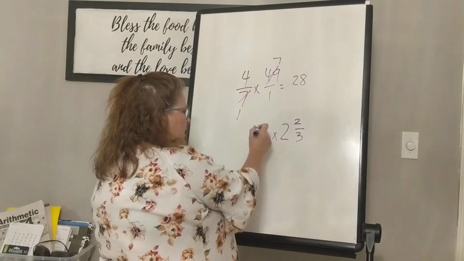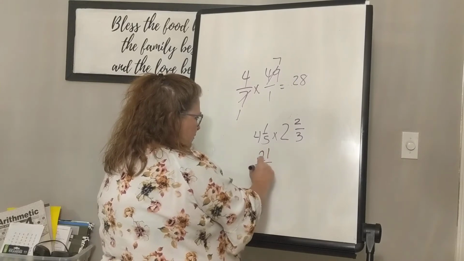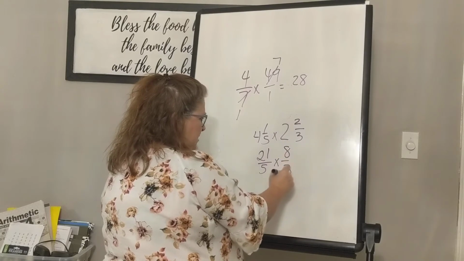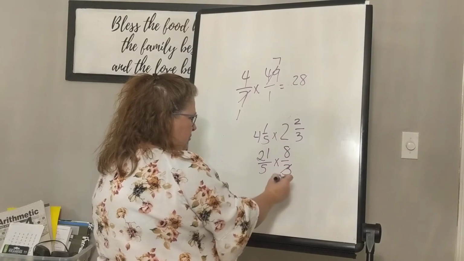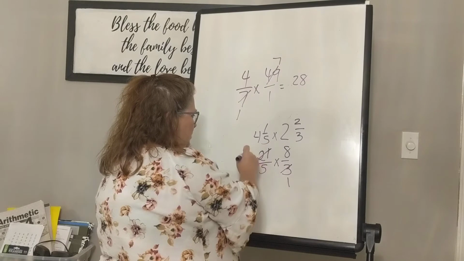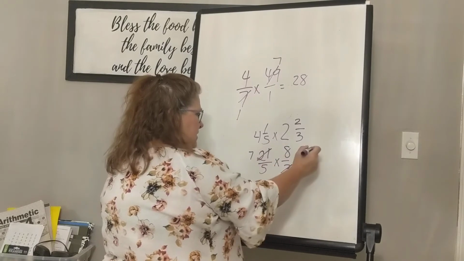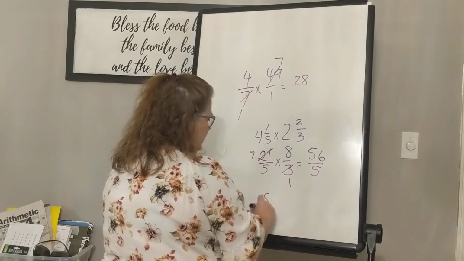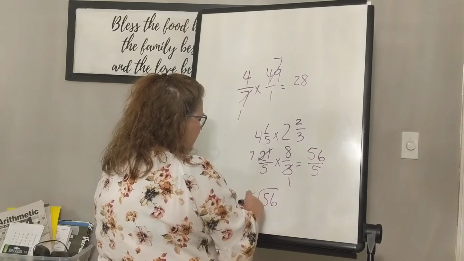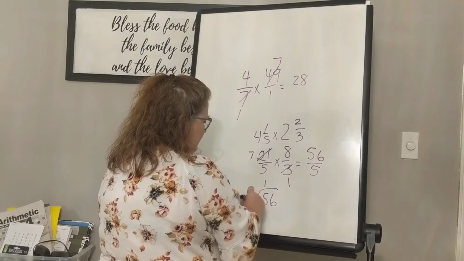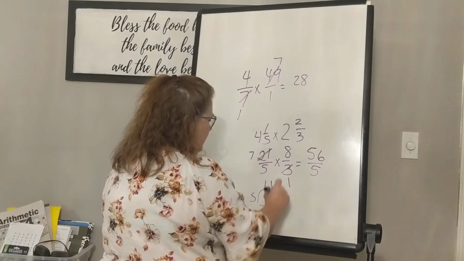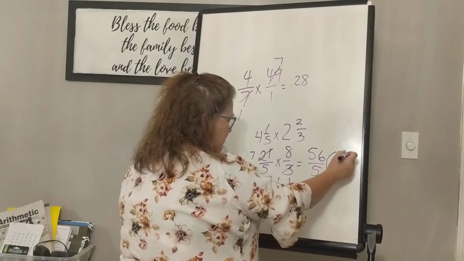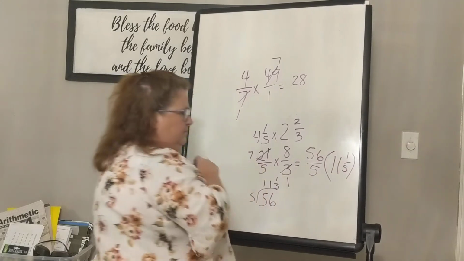4 times 5 is 20, plus 1 is 21 over 5, times 3 times 2 is 6, plus 2 is 8, times 8/3, okay? 3 will go into 3 one time, 3 will go into 21 7 times, 7 times 8 is 56 over 5. 56 divided by 5, 5 will go into 5 one time, 5 will go into 6 one time, 11 1/5 would be our answer, okay?